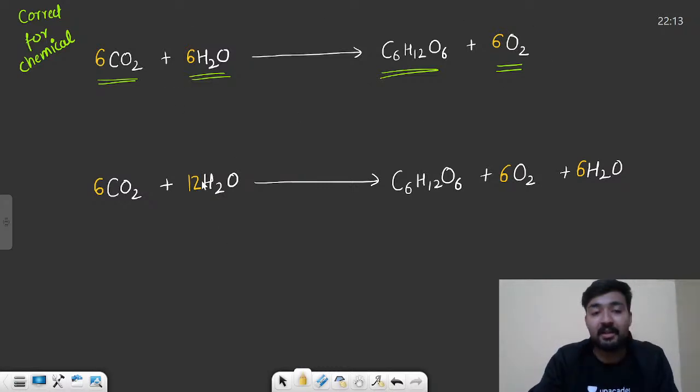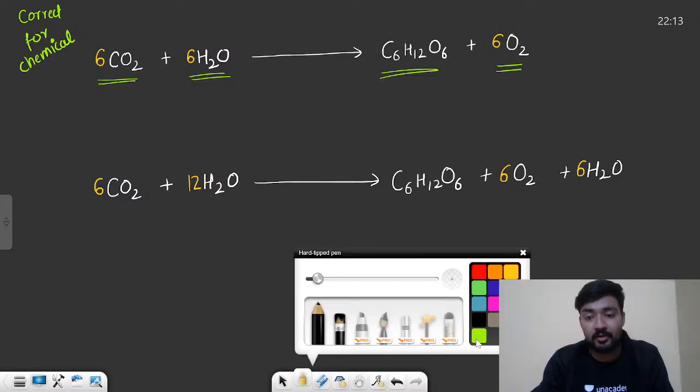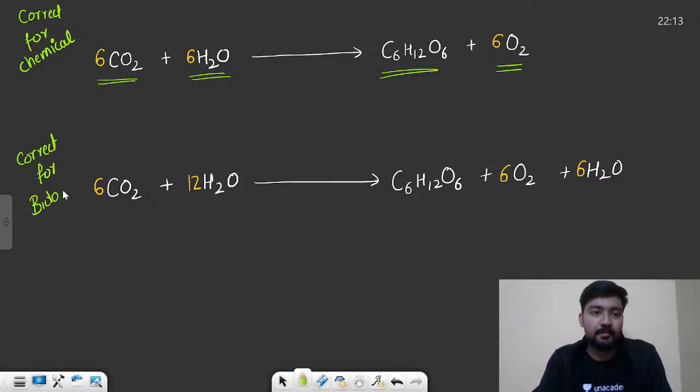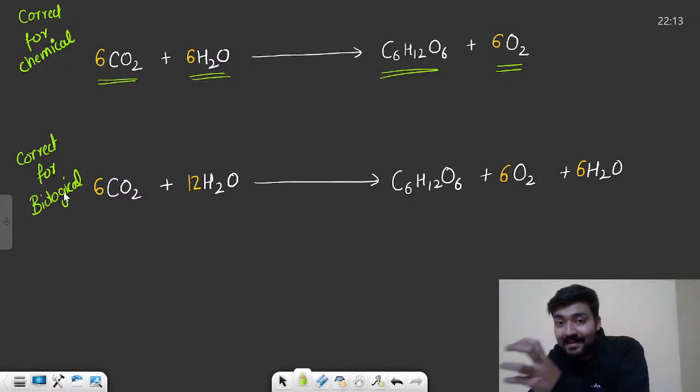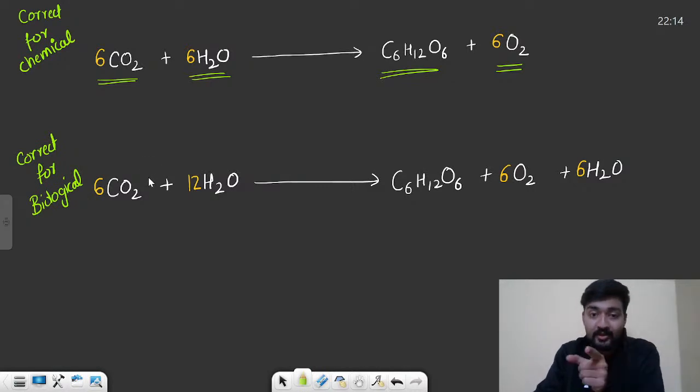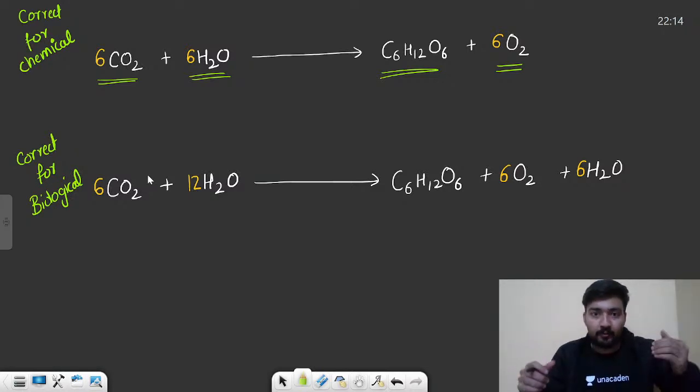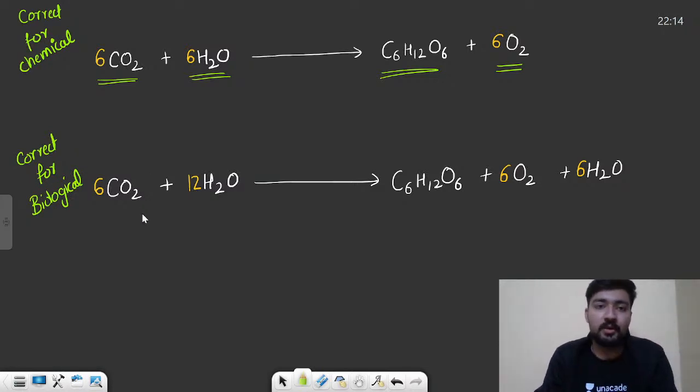So this is the chemically correct one, but for a biologist the correct one is this. So this one is correct for a biologist, because this equation is actually expressing the whole series of reactions. This equation is not representing a single step reaction. It is representing the whole pathway which is forming glucose and oxygen.